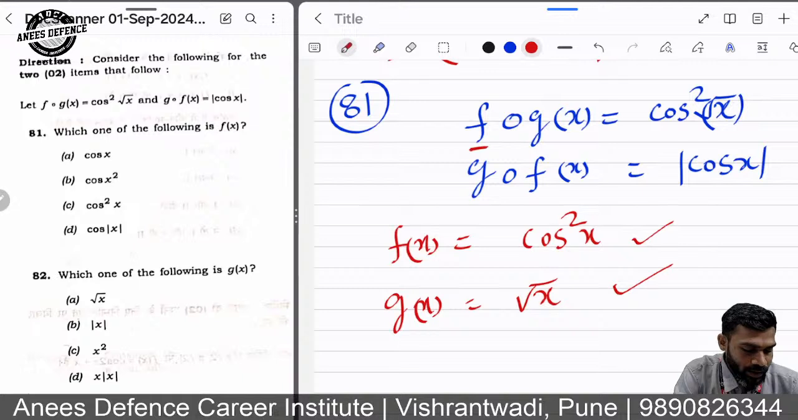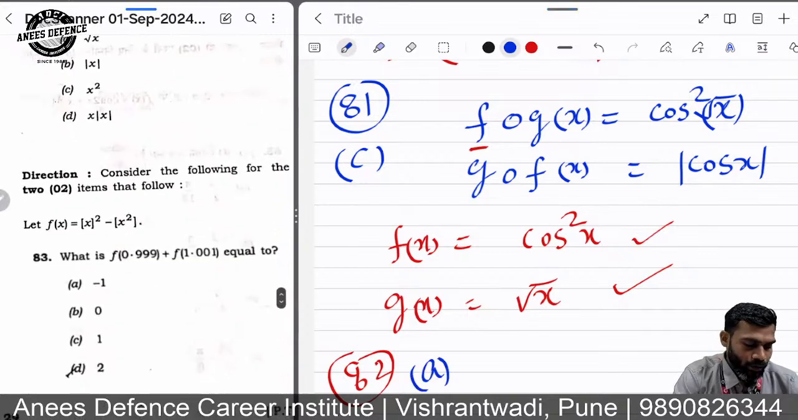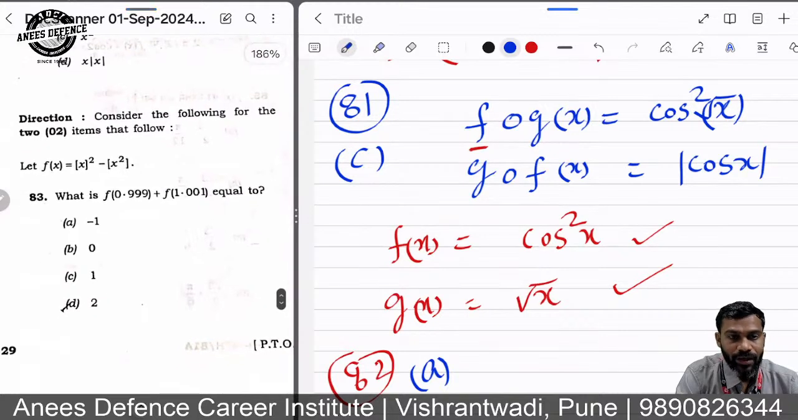So it satisfies, right? Now, 81 and 82, if you see, 81 will be cos square x, which is C option. And in question number 82, they are asking g of x. So g of x will be root x, which is A option. Very easy.